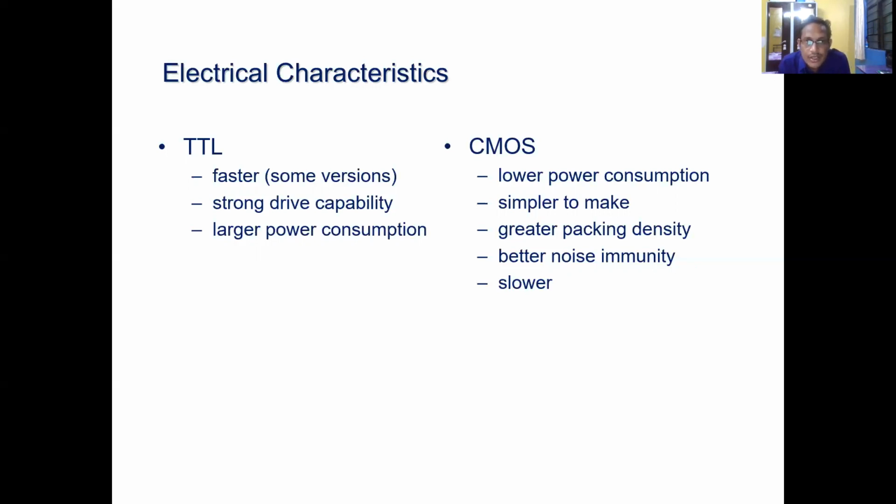In the case of TTL, TTL is faster because BJT is used. But when BJT is used, it has larger power dissipation. So BJT produces more power dissipation as compared to MOSFET. So CMOS, what is the major advantage? Power dissipation is very small as compared to TTL.